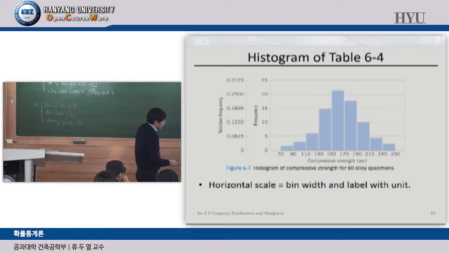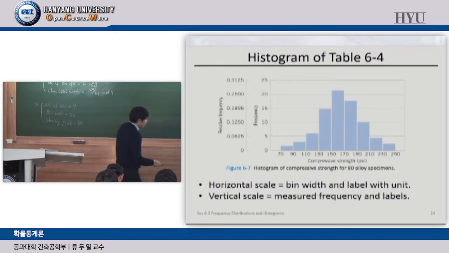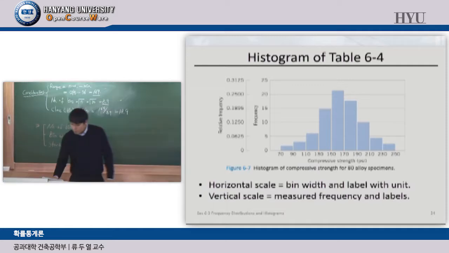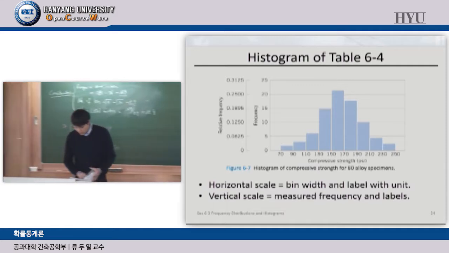The horizontal scale is the bin width, and this is the label: compressive strength, with the unit, pounds per square inch. And also, the vertical scale here is the measured frequency or relative frequency, and the labels are here, frequency and relative frequency. So from this process, we can draw the histogram based on the observed data points.